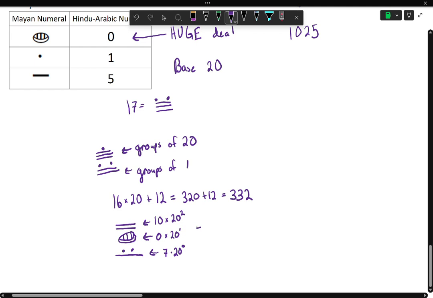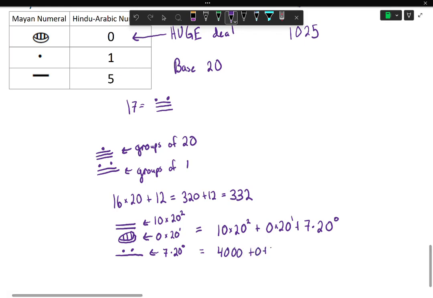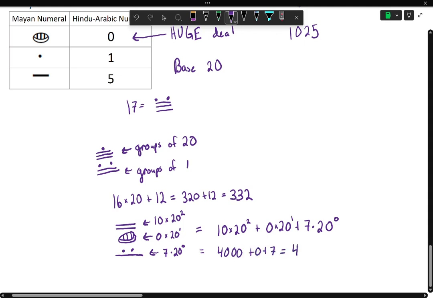So altogether, this number is 10 times 20 squared plus 0 times 20 to the first power plus 7 times 20 to the 0 power, or just 7 1s. So I end up with 4,000 plus 0 plus 7, which is 4007 in the Hindu-Arabic numeration system that we're used to.